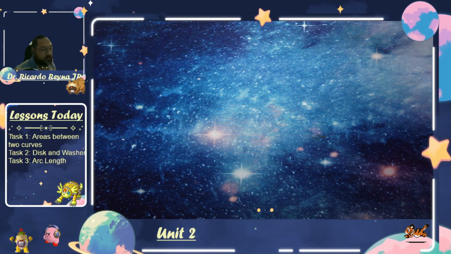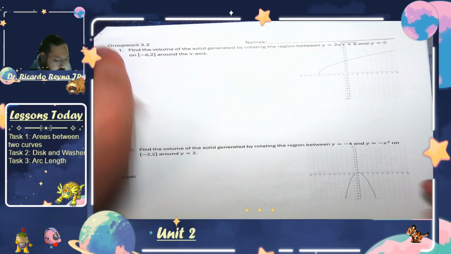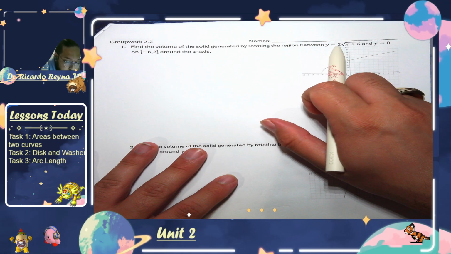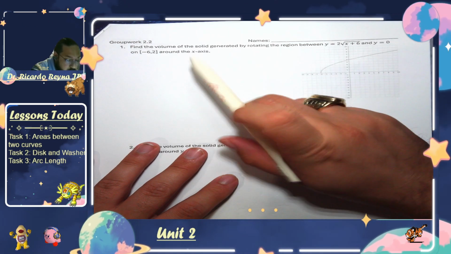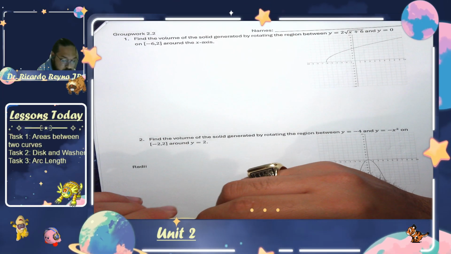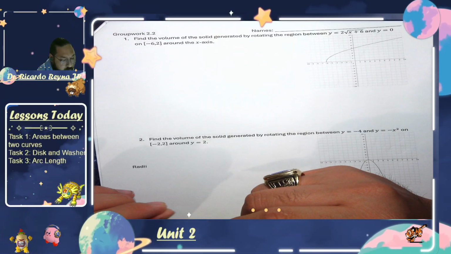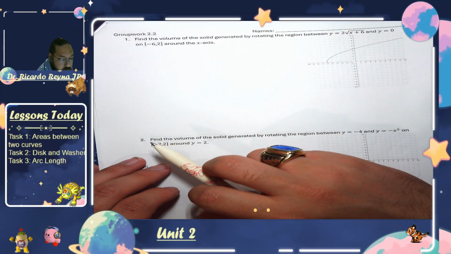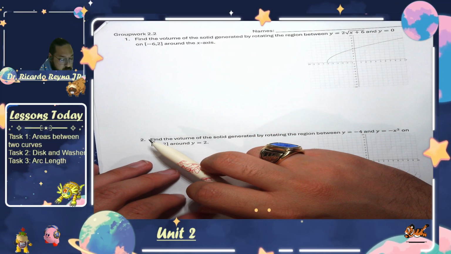Okay, 2.2 says find the volume of the solid generated by rotating the region between y is equal to this expression and y is equal to 0 around the x-axis. Okay, so that's interesting because that's just kind of finding the area. Well, I mean, we can still do it.